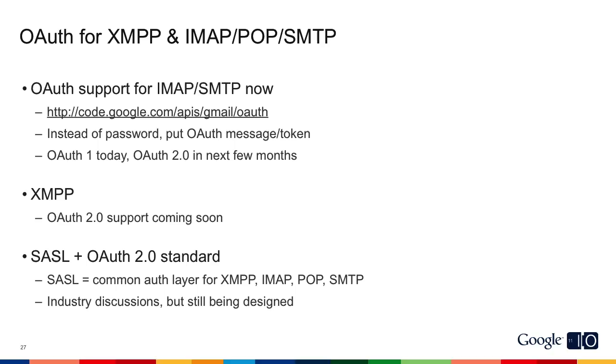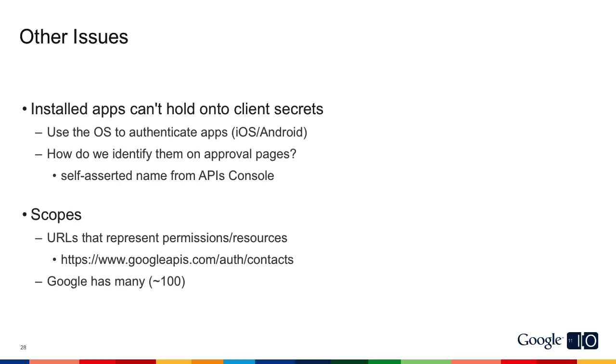You just take the token, you put it where the password would go, and it should be really easy. We're also working on the same thing for XMPP, where we're skipping the OAuth 1 version of this. We're going to go straight to OAuth 2. And there's a standardized way of doing this that is currently being hashed out in a bunch of standardization committees. And when these guys get their act together, I assume we'll support whatever that standard is that is agreed upon there. Okay, I think this is pretty much my last slide here.